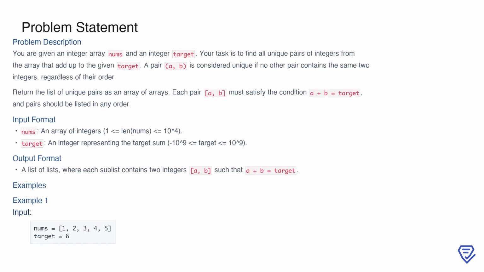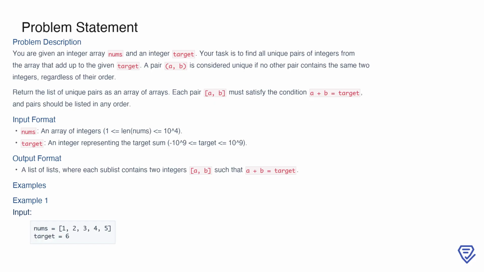In this problem, you are given an integer array called nums and a specific integer value called target. The goal is to find all unique pairs of integers from the array that add up to this target value. A pair, represented as a, b, is considered unique if no other pair contains the same two integers, regardless of their order. For example, the pair 1, 5 is treated the same as 5, 1. The result should be returned as a list of lists, where each sublist represents one of these unique pairs. Furthermore, each pair must satisfy the condition that a plus b equals the target, and the pairs can be listed in any order in the output.